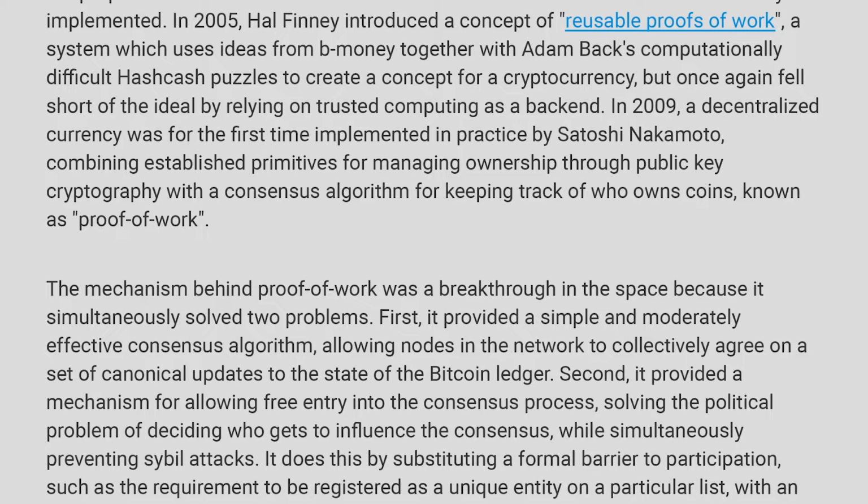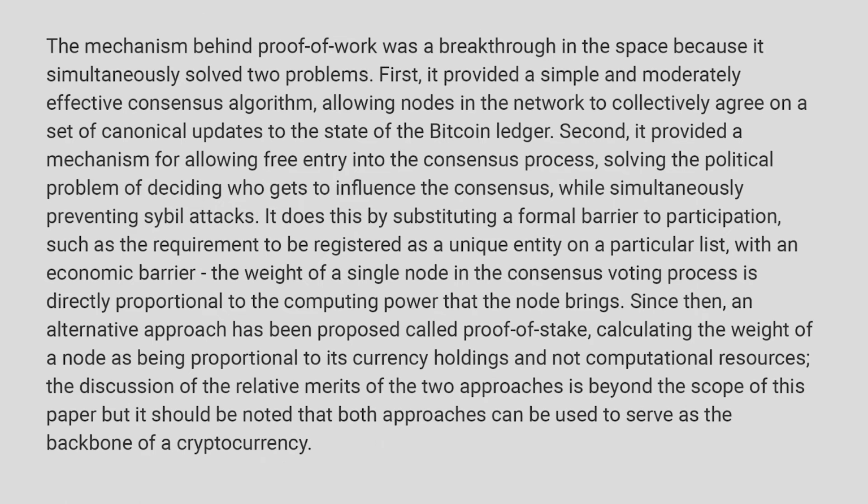In 2009, a decentralized currency was for the first time implemented in practice by Satoshi Nakamoto, combining established primitives for managing ownership through public key cryptography with a consensus algorithm for keeping track of who owns coins, known as proof of work. The mechanism behind proof of work was a breakthrough in the space because it simultaneously solved two problems. First, it provided a simple and moderately effective consensus algorithm, allowing nodes in the network to collectively agree on a set of canonical updates to the state of the Bitcoin ledger.